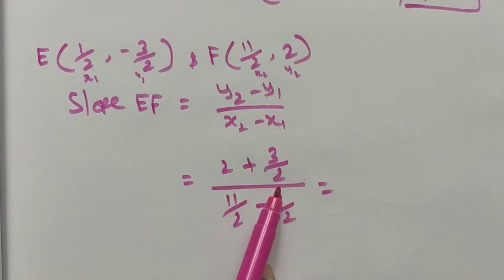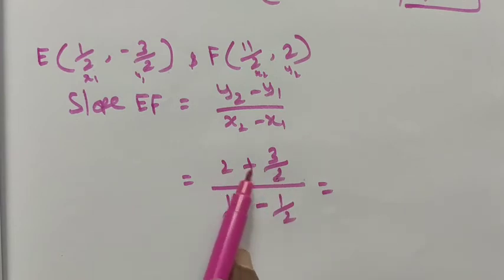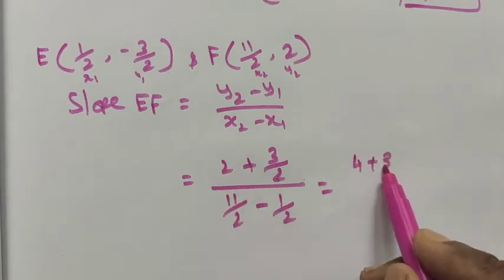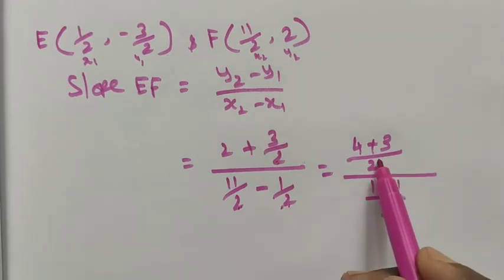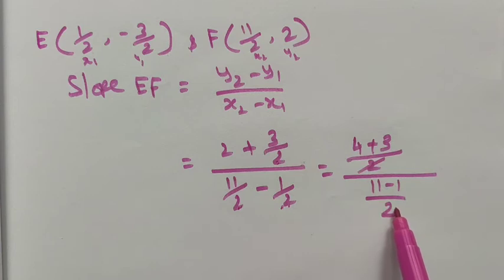Now substitute this. First we have to take LCM for this number. 2 2s are 4 plus 3, divided by 2, whole divided by, see, the denominators are equal so we can add the numerators, (11 minus 1) divided by 2. Now see, in the numerator we have 2 in the denominator and in the denominator also we have 2, so 2 will be cancelled. 4 plus 3 is 7.